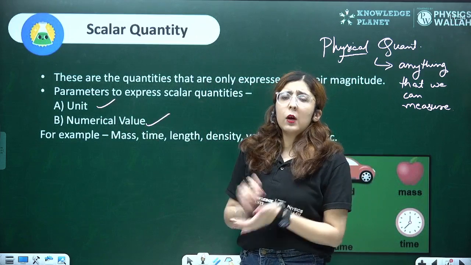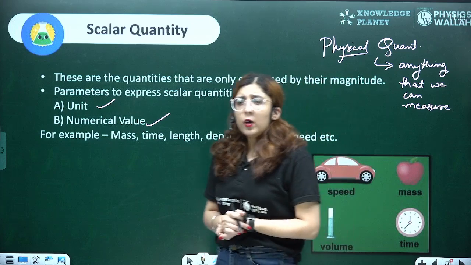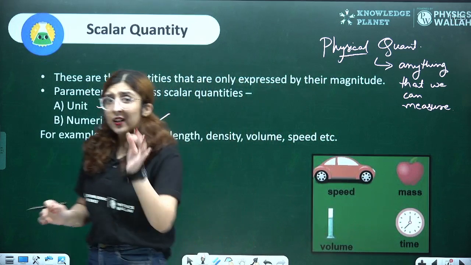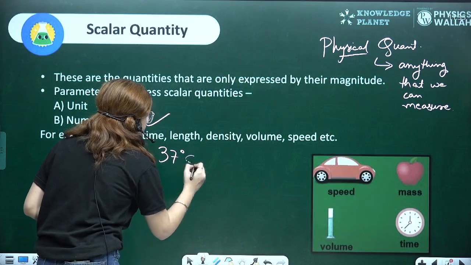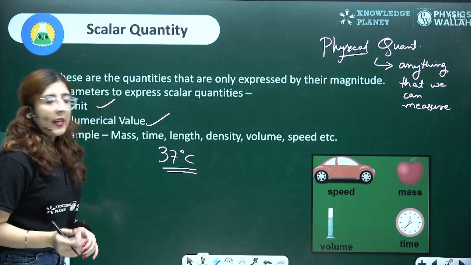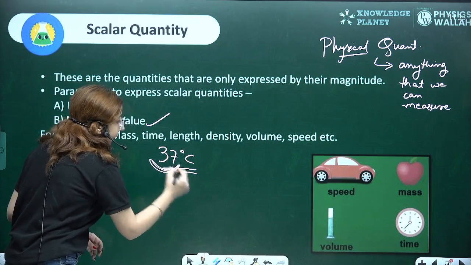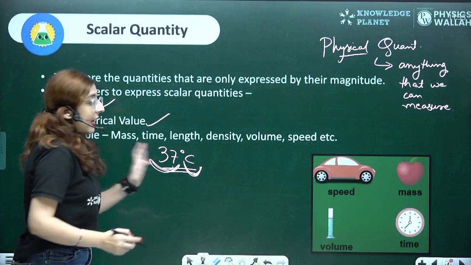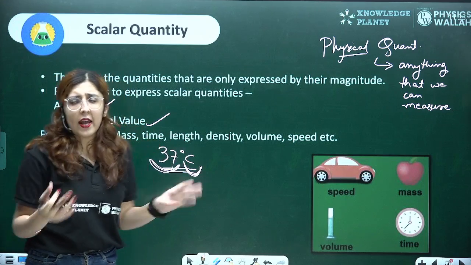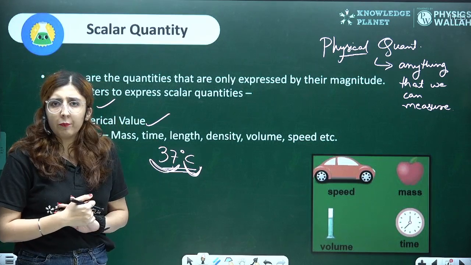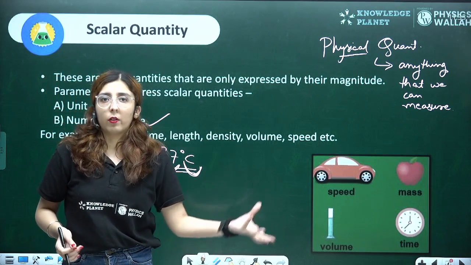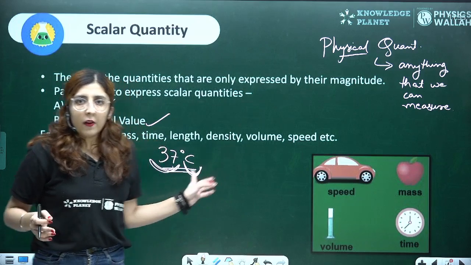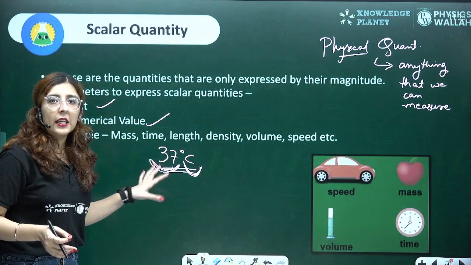Let us take one example. Let us say my body temperature is 37 degrees Celsius. Over here, number and unit, these two things are enough to share that this is my body temperature. I need not say 37 degrees Celsius in north. So over here, direction is not playing any role.